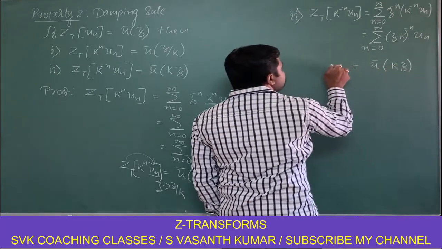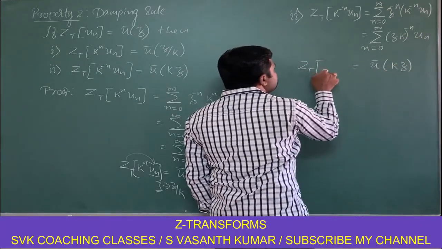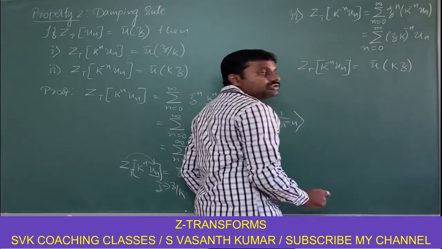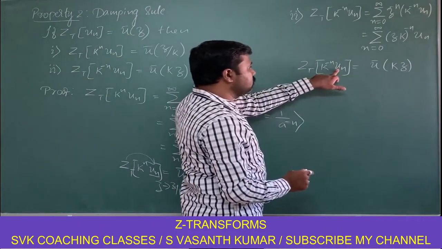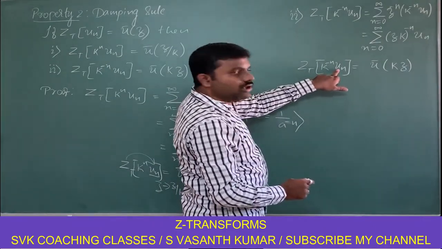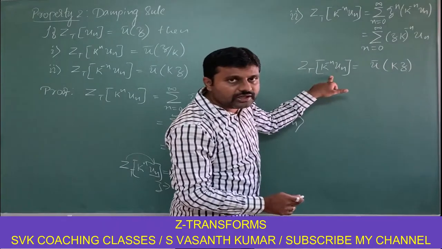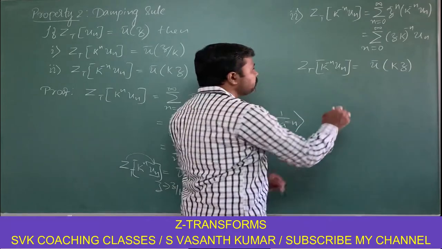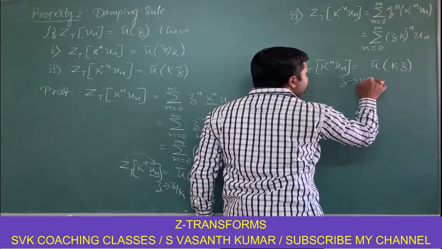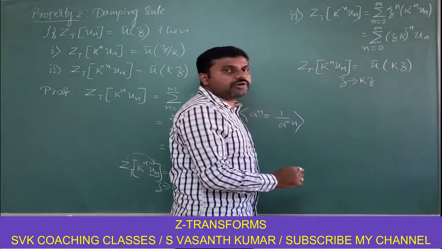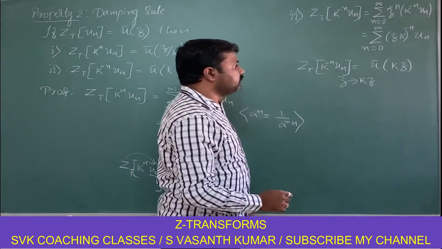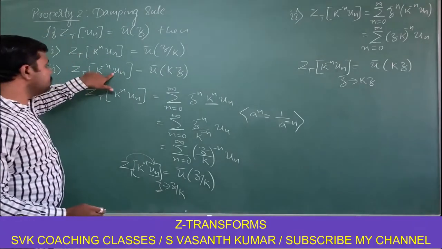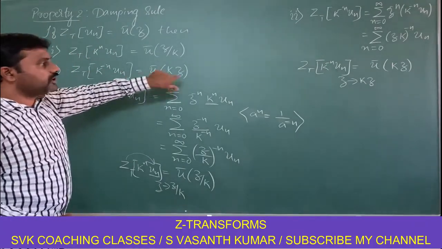By definition of Z transform, we can write that as Z transform of k power minus n un as U bar of kz. So now you came to the conclusion that if the function un is multiplied by k power minus n, just find out the Z transform of un, then replace z by kz. That is what the second definition says: Z transform of k power minus n into un is equal to U bar of kz.